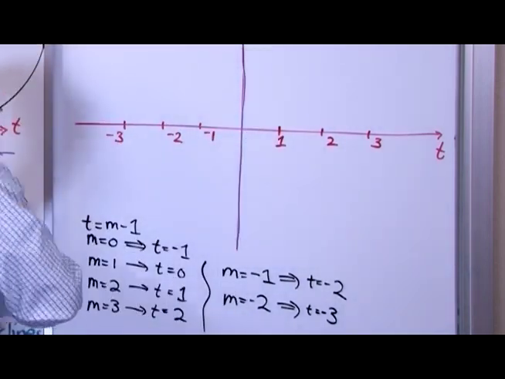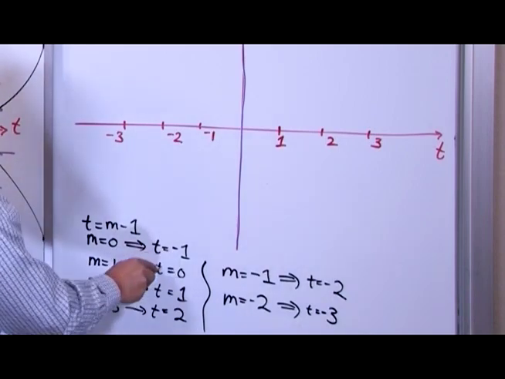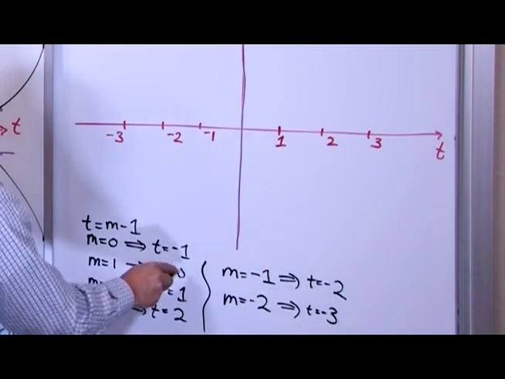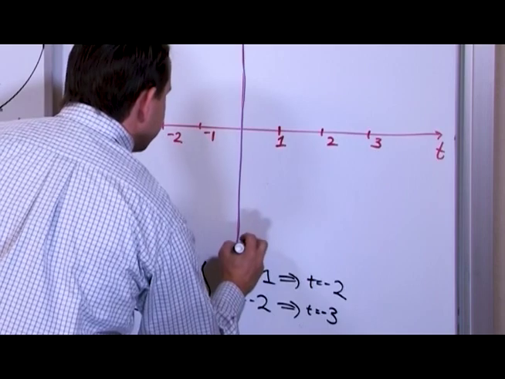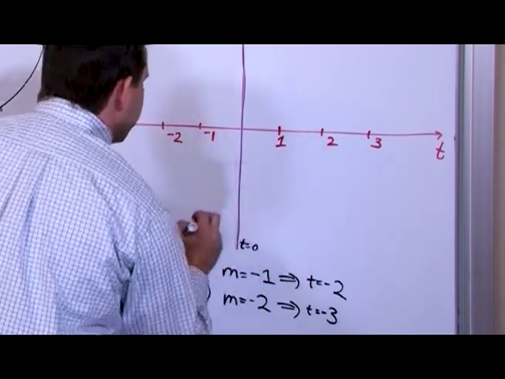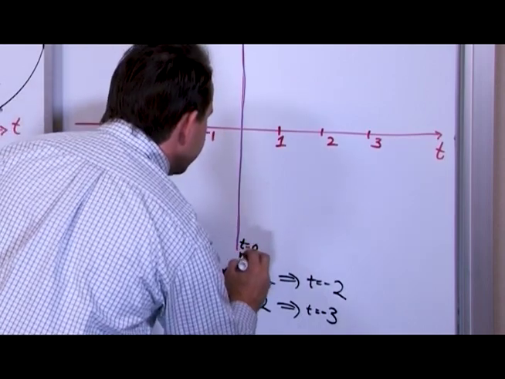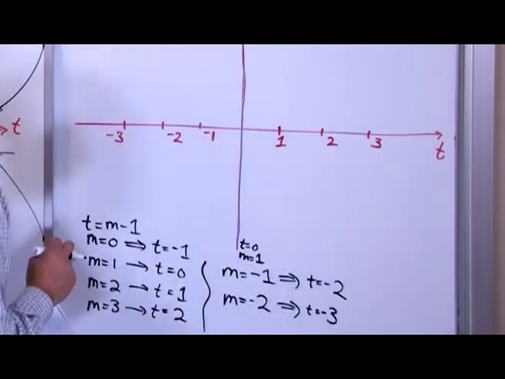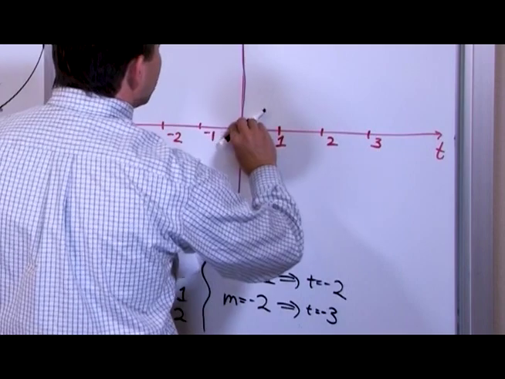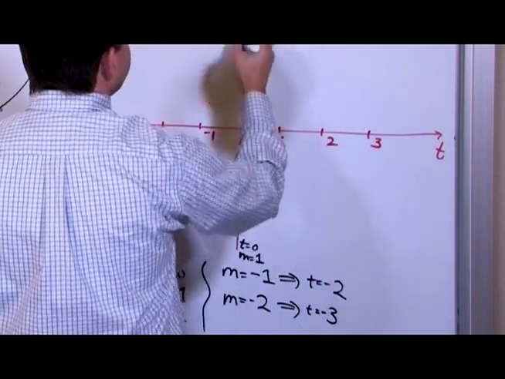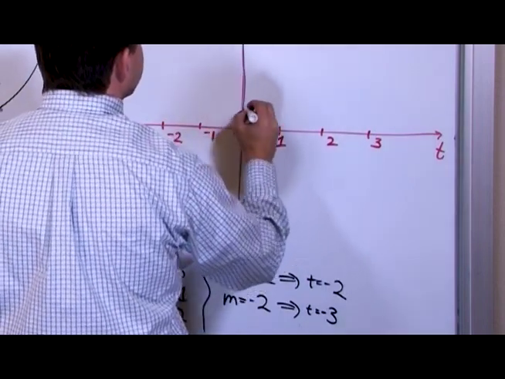Let me switch colors here. Then at t is equal to 0, this vertical line, let me write t is equal to 0 just to make sure you know that that's that isocline. m is equal to 1. So the slope is equal to 1, 45 degrees. So let's do it. 45 degrees there, 45 degrees.